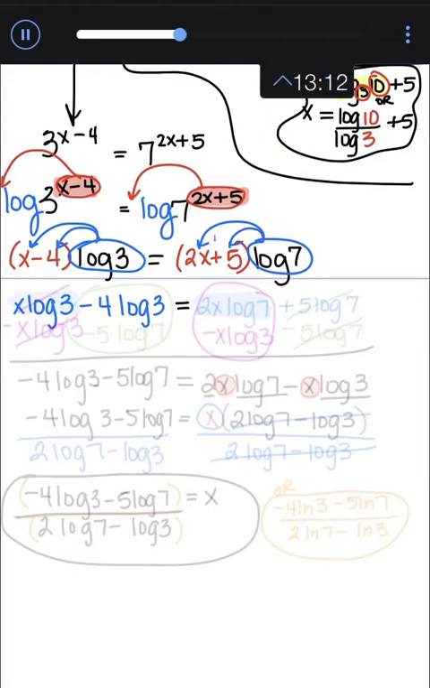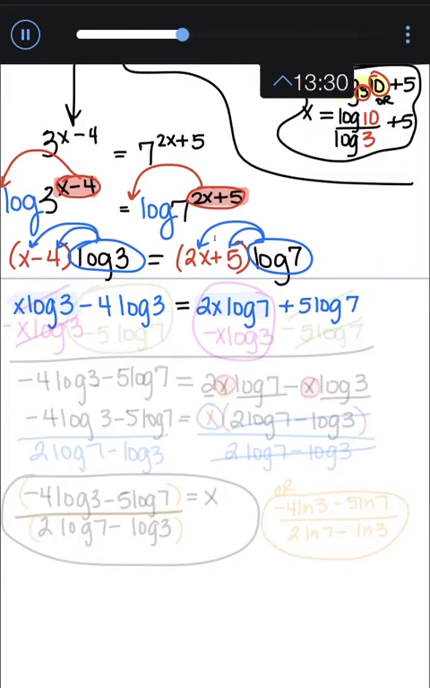So the log 7 times the 2x will give you 2x log 7. Not pretty, but there it is. And the log 7 times the 5 will give you 5 log 7. Now, what was the point of all this?